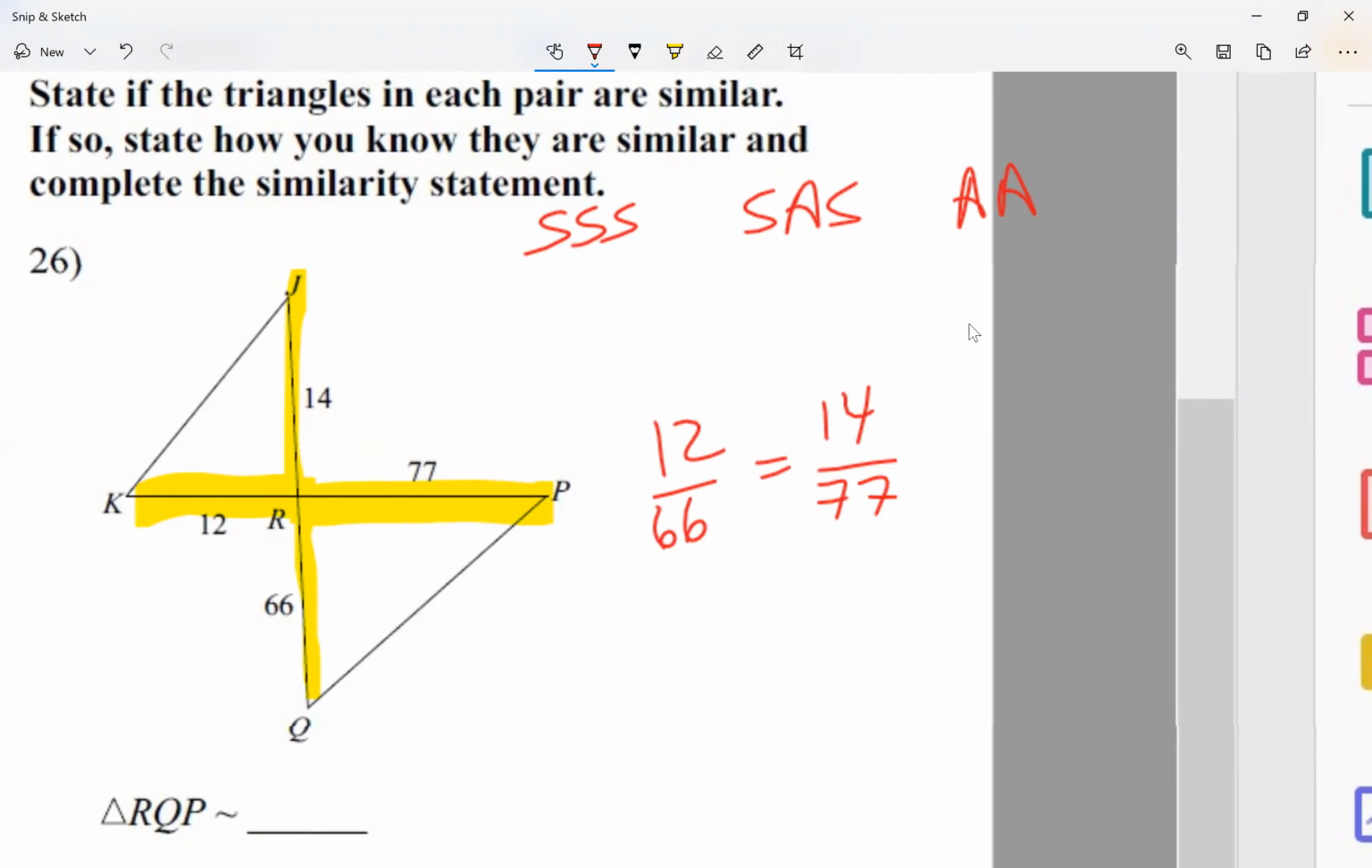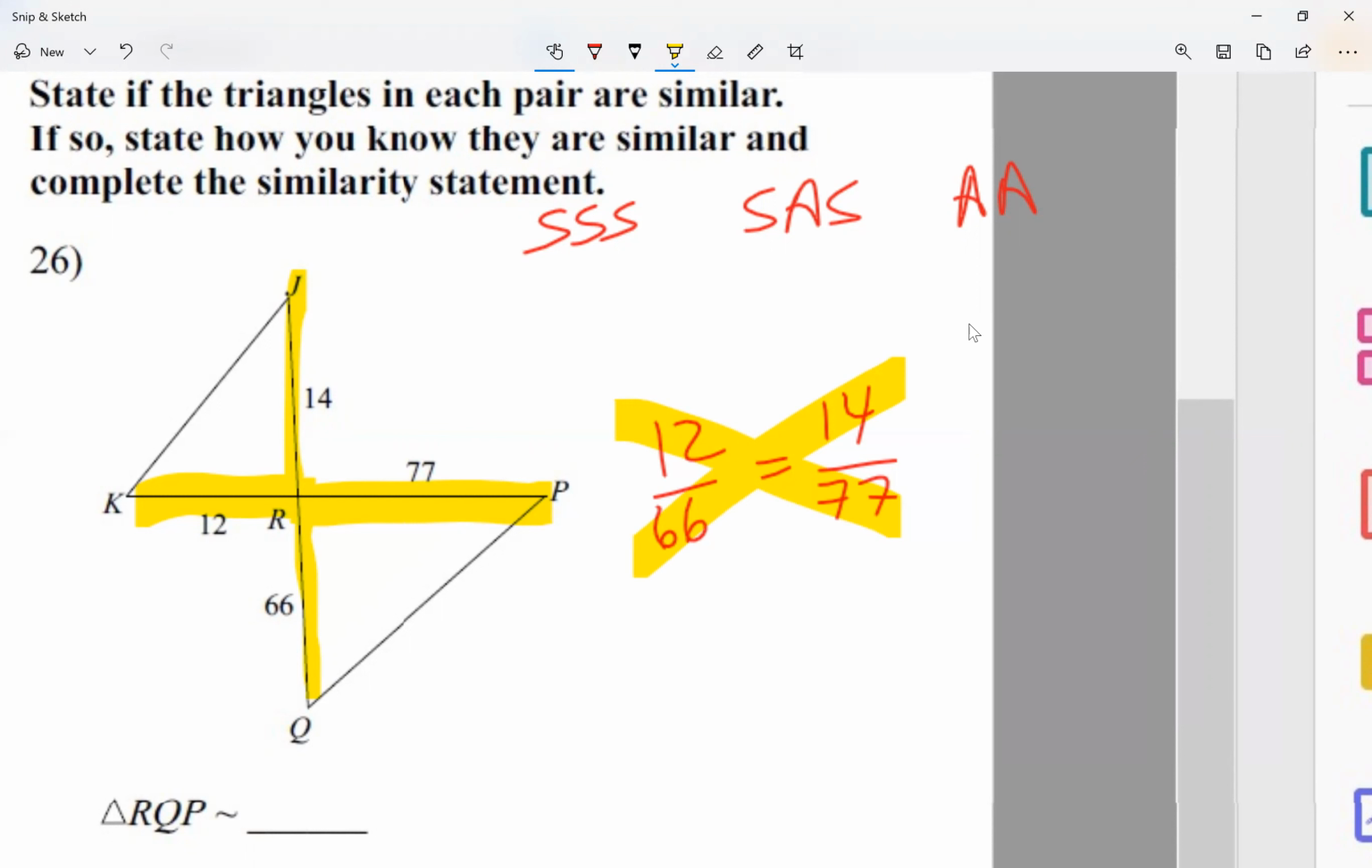Now, two ways we can check if these sides are proportional: simplify the fractions or cross multiply. Cross multiply means 12 times 77 and then 66 times 14. If they are similar, you're going to get the same result either way. 12 times 77 or 66 times 14. Like I said, if they are similar, you will get the same result.